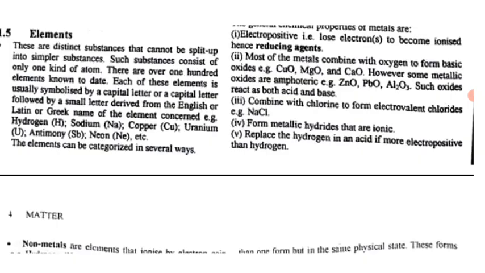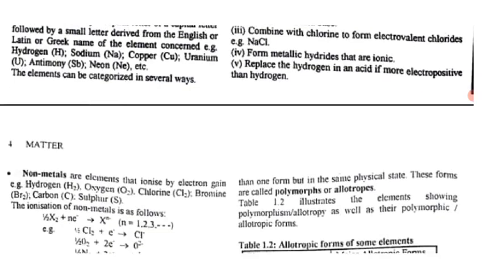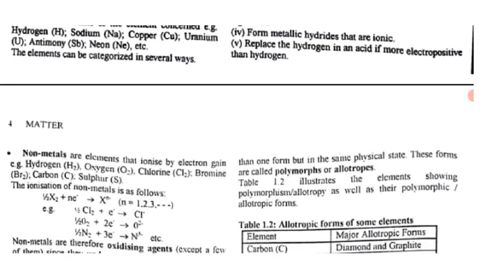They form metallic hydrides that are ionic. They replace the hydrogen in an acid if more electropositive than hydrogen. That's a displacement reaction, which we're still going to talk about.